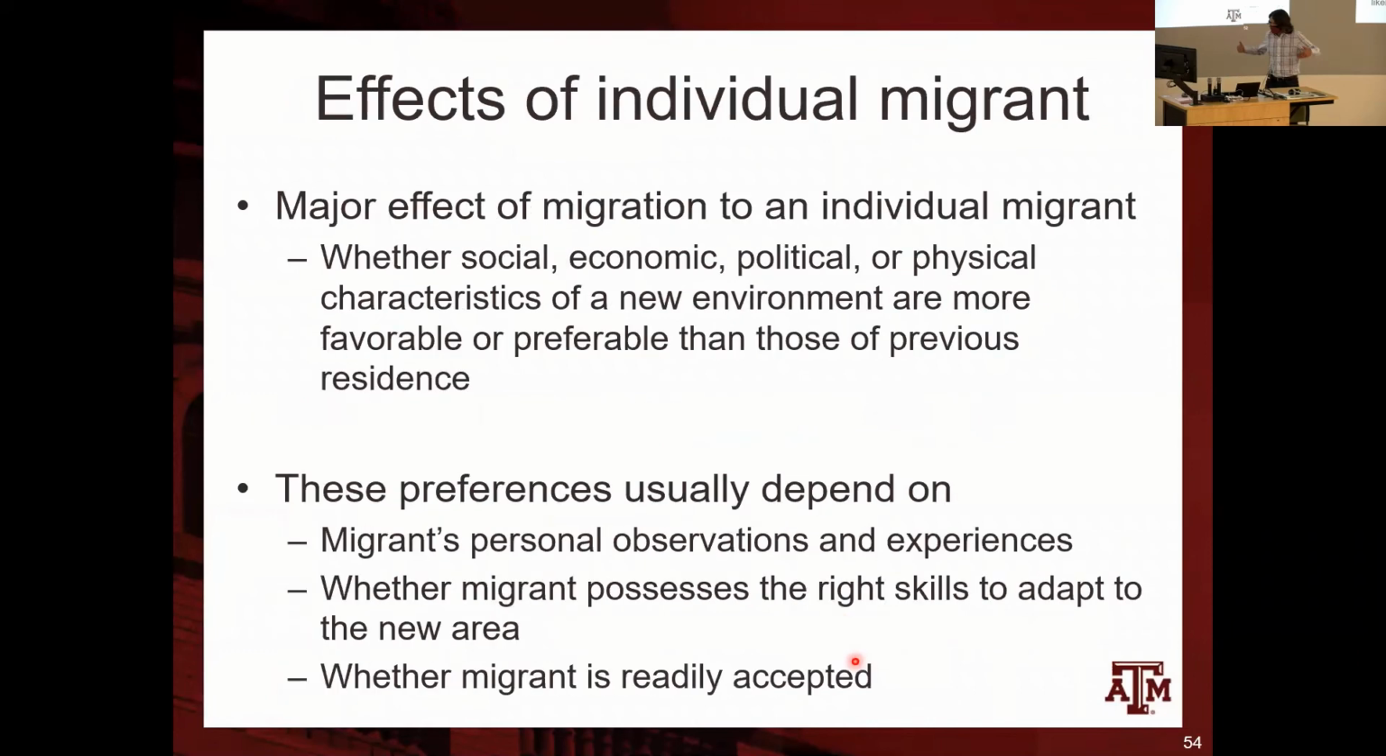And some more examples here about the effects of individual migration on the individual migrant. A major effect of migration to an individual migrant is that the social, economic, political, or physical characteristics of a new environment are more favorable or preferable than those in the previous residence. So there are some characteristics of the area of destination that make people more likely to want to go there. These preferences usually depend on migrants' personal observations and experiences, where the migrant possesses the right skills to adapt to the new area, and where the migrant is readily accepted.